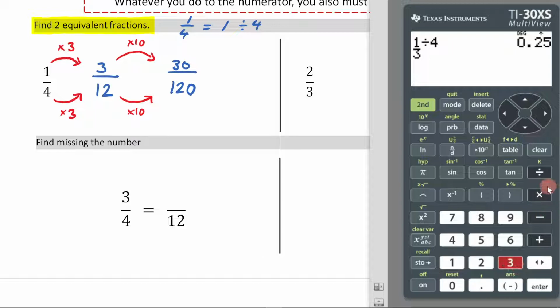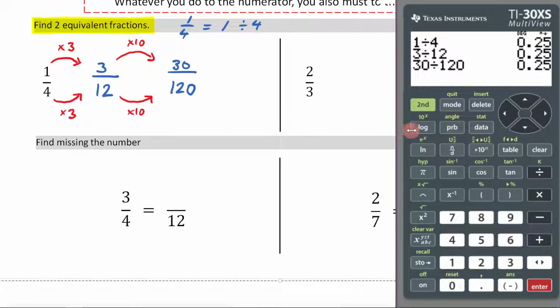What if I type in 3 divided by 12? 3 divided by 12 is the same thing as 3 on 12. What's that equal to? Do you see how it's equal to 0.25 again? And what if we went 30 divided by 120? That was our last fraction here. As you can see again, they all have the same value. They all represent 25% or 0.25 as a decimal. So that's what I mean when I say equivalent fractions all have the same value.